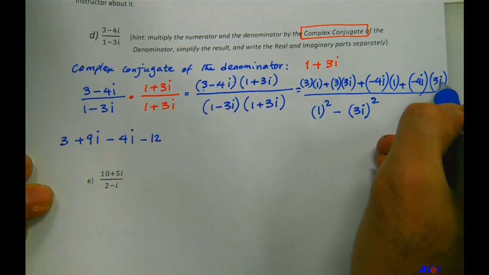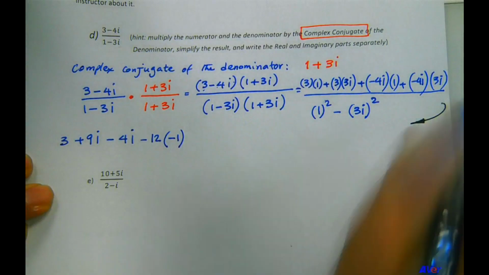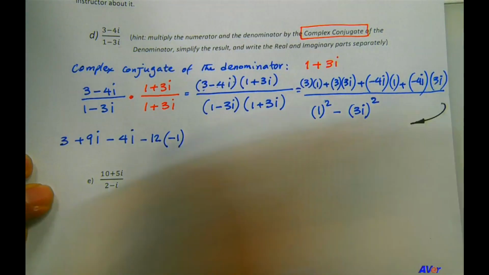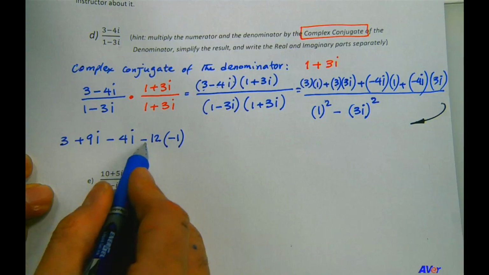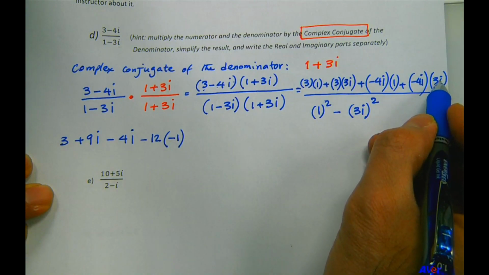i times i is i squared. So minus 12 times negative 1. So this minus times 3, minus 4 times 3 is minus 12. i times i is i squared, which is negative 1.